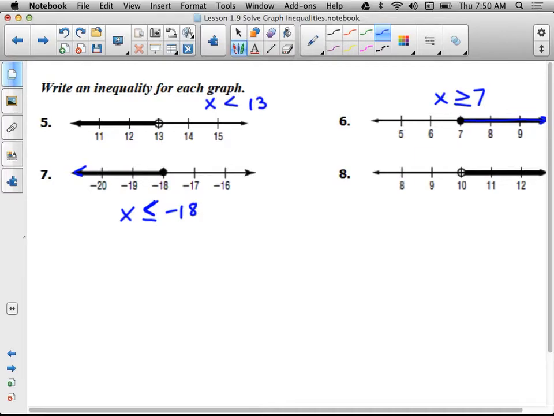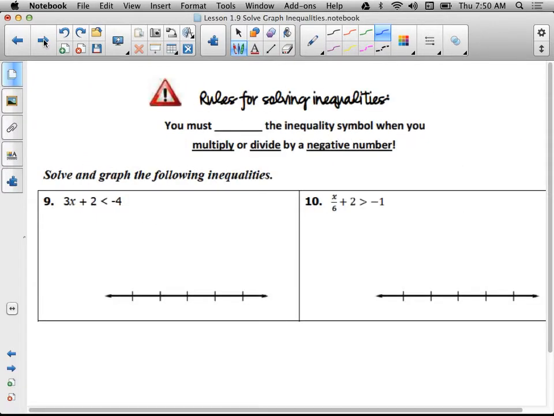Number 8. We've got 10 as the boundary point, and we're looking at numbers greater than 10. There's an open circle, so I'm not going to put the or equal to. All right, so that's going in the other direction, from graph to inequality.